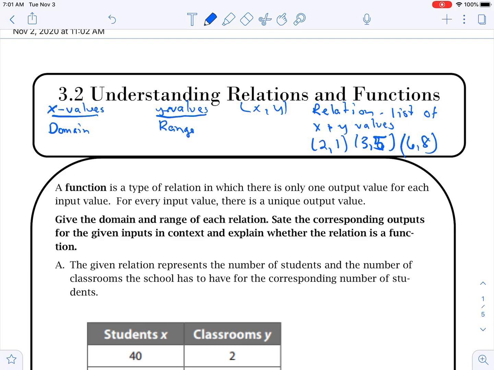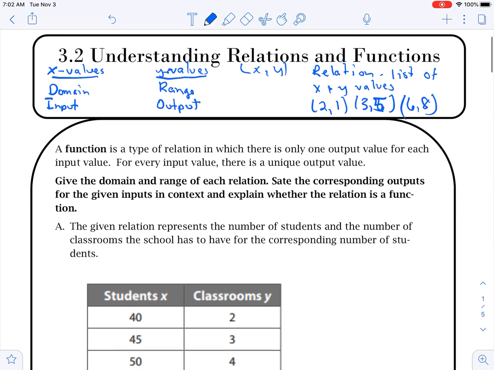A function is a type of relation which has only one output value for each input value. So when we talk about it, this is your input, and our y values are our output. What it's saying is each x value has only one y value. Another way of putting it is, do I have any x values that repeat themselves? And if I do, then we'd say it's not a function.